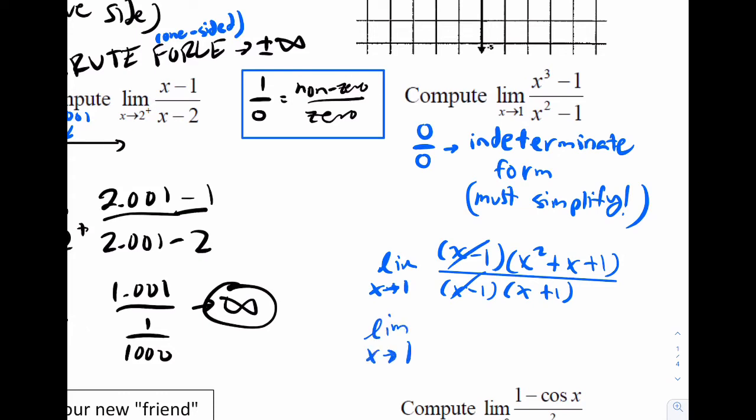Limit as x approaches 1. Now I have this expression, x squared plus x plus 1 over x plus 1. Now I can simply plug 1 in. So you get 3 over 2. And look at that. We have the limit.